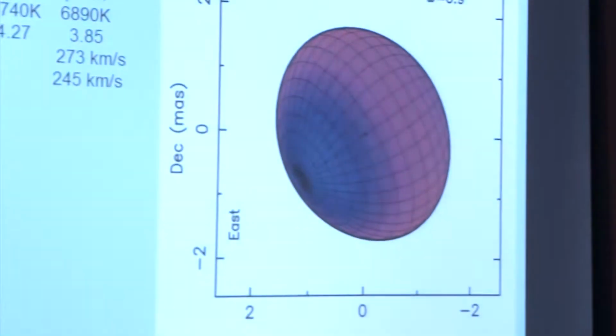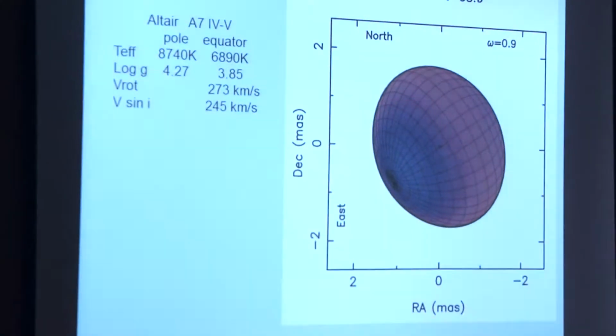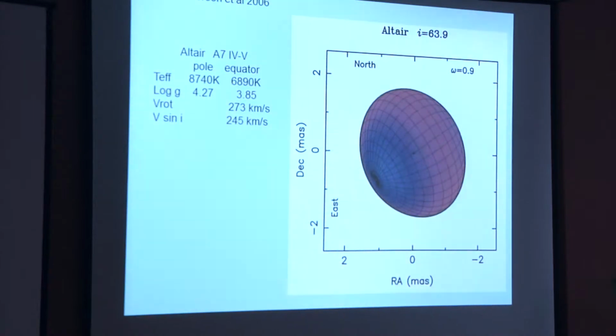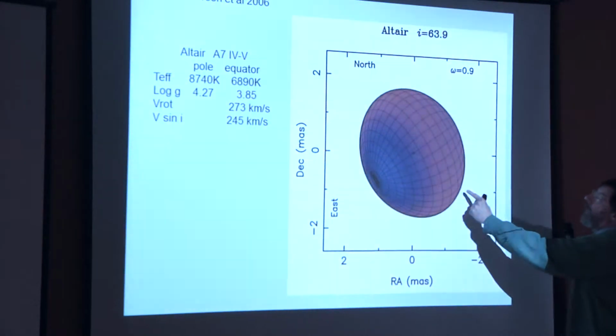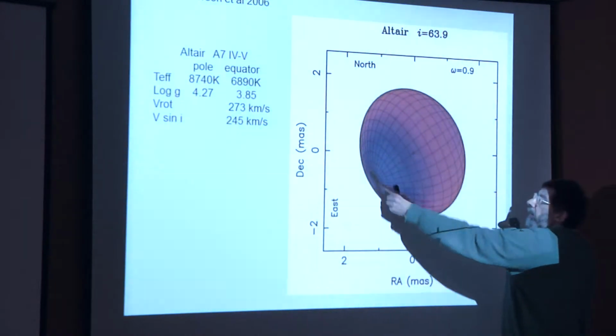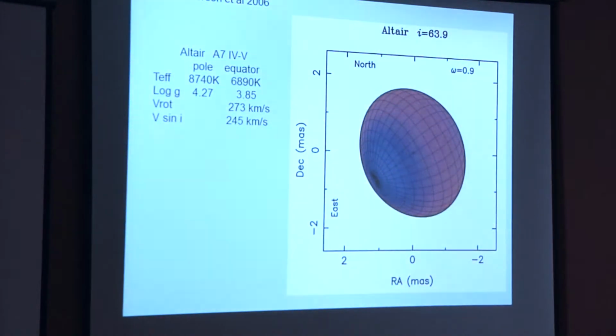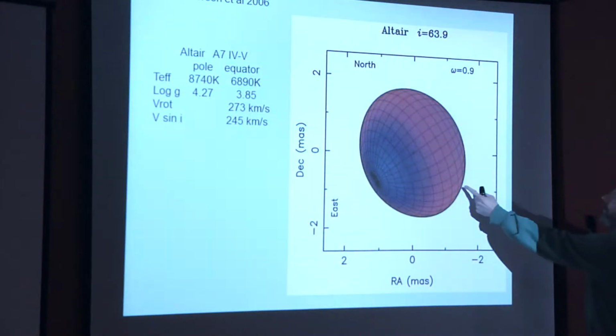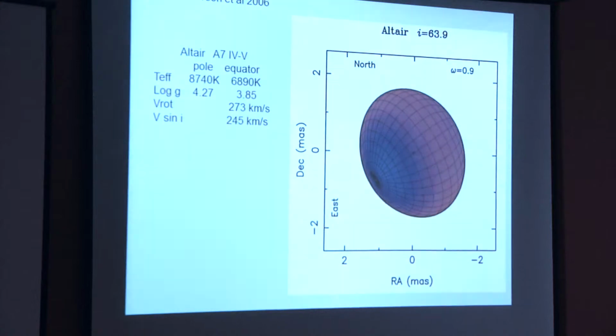When I was raised, stars used to be spheres and had constant effective temperature and constant gravity, but actually stars are rotating. Young ones are rotating very fast. This is Altair. It's rotating at 273 kilometers per second. It's oblate because the centrifugal force at the equator is pushing out material, so the density is lower there, and the surface gravity at the equator along here is only 3.85 log g. At the pole, which is down here, the gravity is 4.27. And the projected rotation velocity, which you see along the edges here, is 245 kilometers a second.